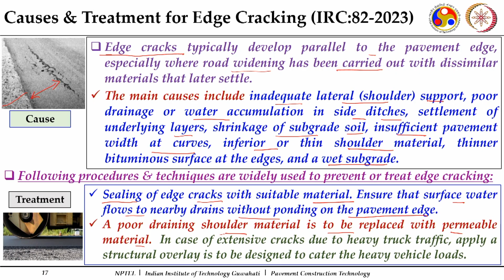That needs to be properly taken care of, and we have to ensure that the material is not choked, that your subsurface drainage layer is not choked. A poor draining shoulder material is to be replaced with a permeable material. In case extensive cracks are there due to heavy truck loading, a structural overlay is to be designed for the entire thickness of your carriageway.